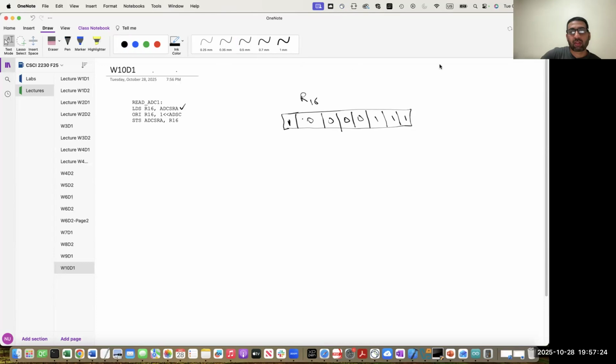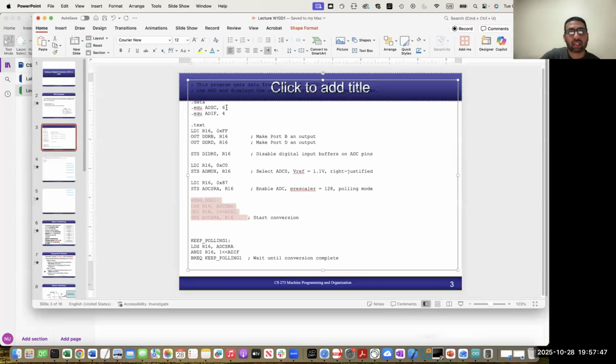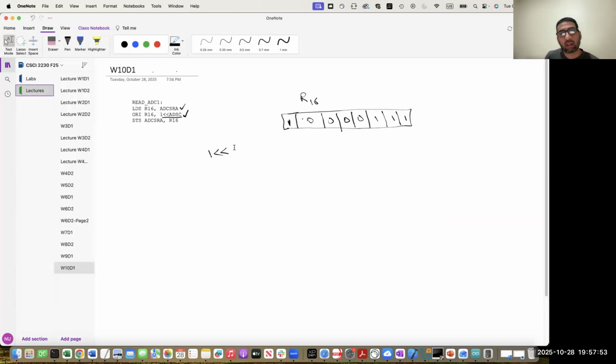And then in the next line, we have not yet covered this statement earlier. Actually, we were going to cover it today, but anyway, I have included it in the solution. So what is the meaning of this expression, 1 less than ADSC? I have defined ADSC here in equate. What is ADSC? ADSC is 6, right? So effectively I have this expression 1 less than 6. What does it mean? This less than means shift left.